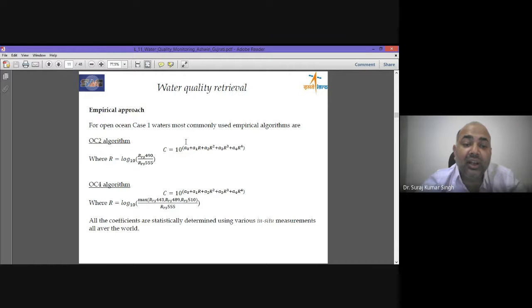So what are the formulas and approaches that we'll be applying for water quality retrieval using the empirical approach? For open ocean, case 1 water, the mostly used method is an empirical algorithm, and the formula for the OC2 algorithm is where R is equal to log10 of Rs490 by Rs555, and the concentration is equal to 10 to the power a0 plus a1 R plus a2 R squared plus a3 R cubed plus a4 R to the fourth. All these coefficients are statistically determined using various in situ measurements all over the world.